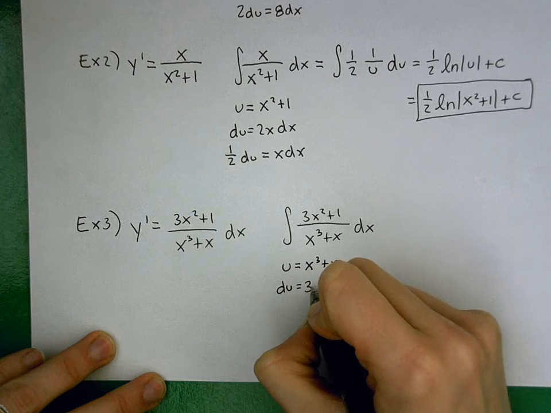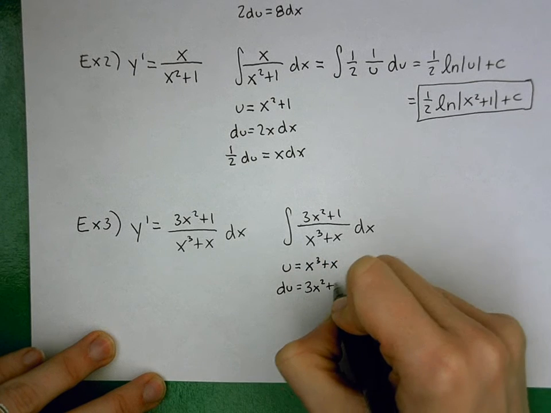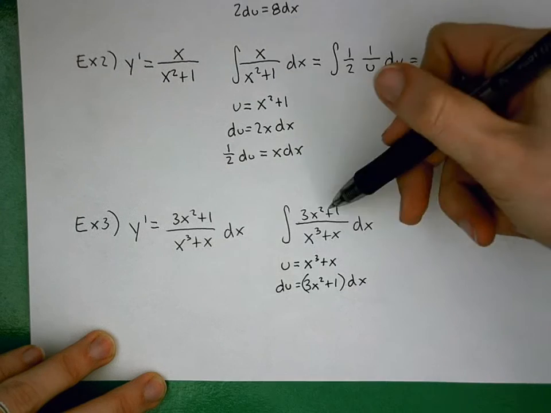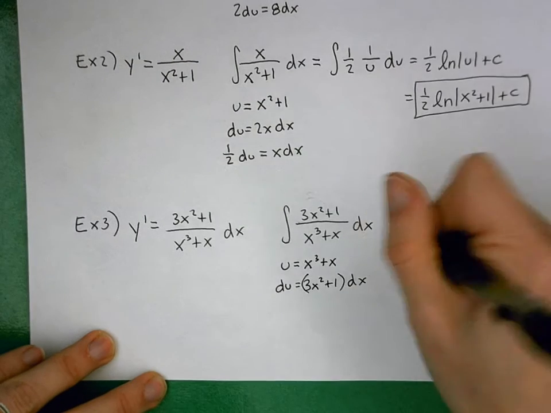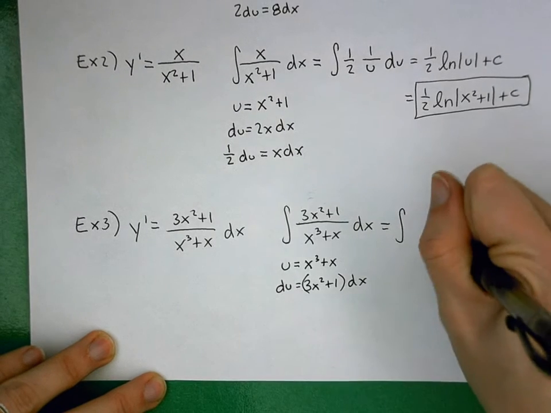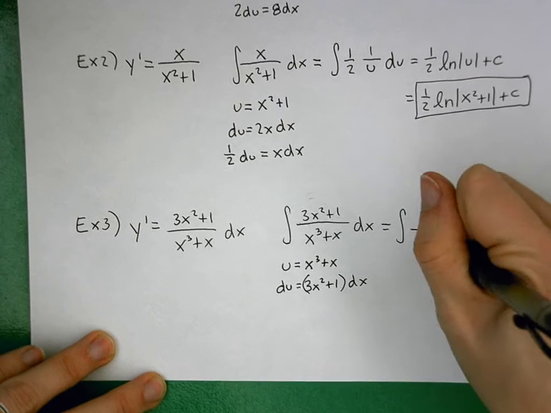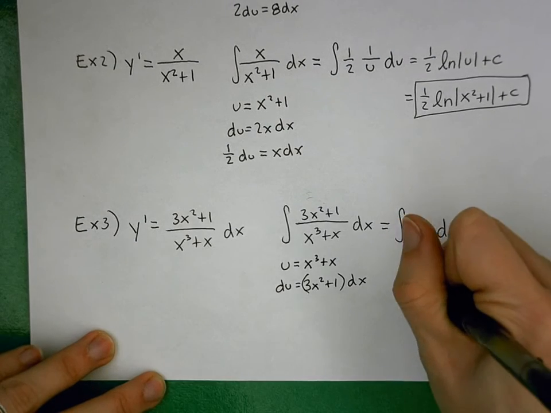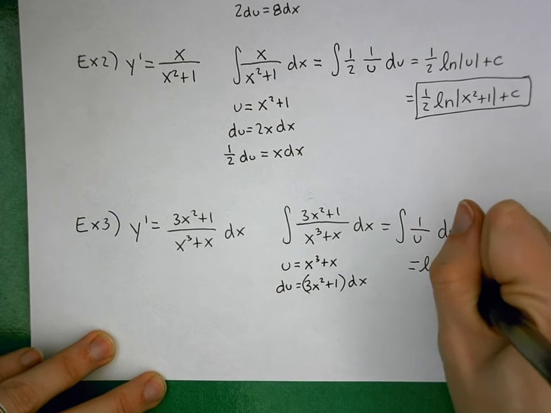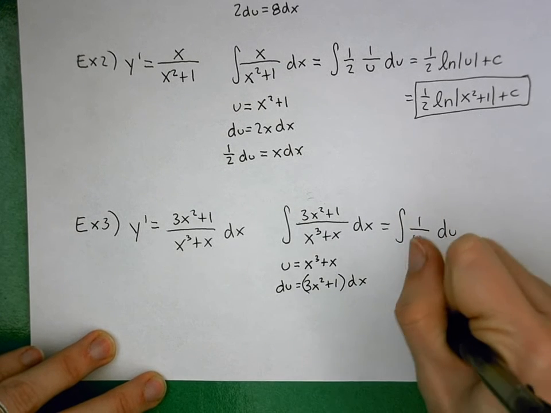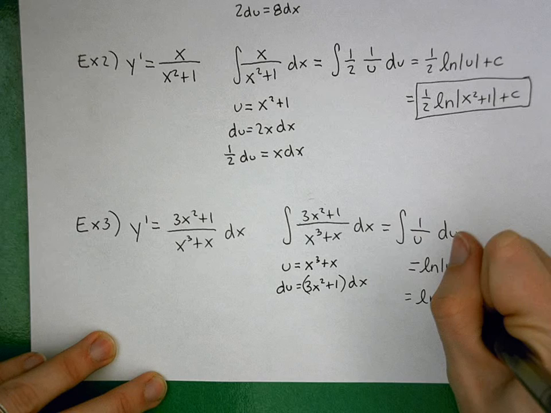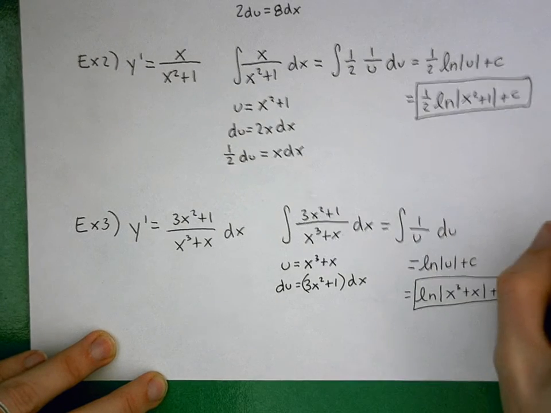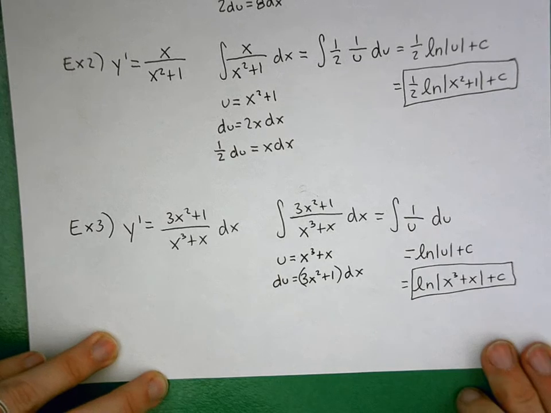Du then would be 3x squared plus 1 dx, which matches up perfectly. We have the 3x squared plus 1 dx, which is going to come out and be du. X cubed plus x becomes u. And that really is truly a straightforward natural log of the absolute value of u plus c. And then substitute back in your x. And there you go.